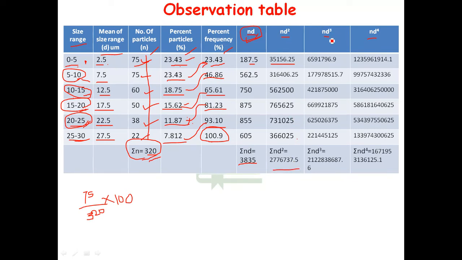Then ND raised to 3. The values are written, and each value is raised to 3. This is the cube of all the individual figures, determined. Then you have to sum it up. And then similarly you have to calculate the numbers for raised to the power of 4, and then take its sum. So these are very simplified calculations.